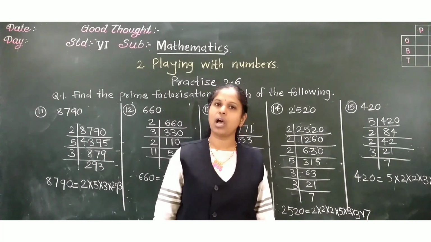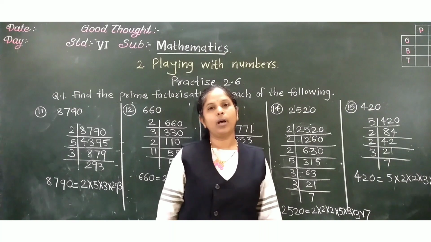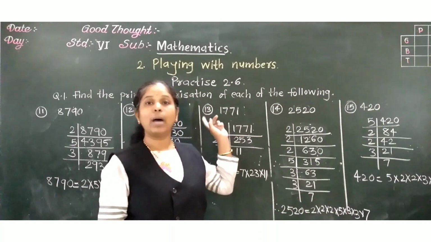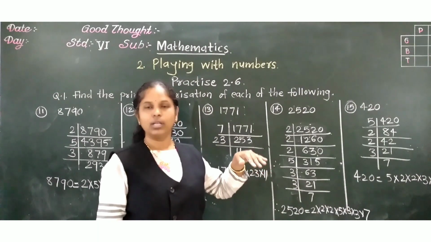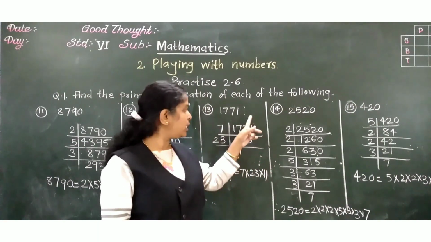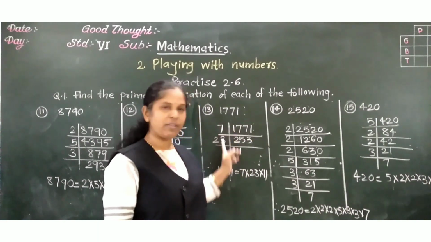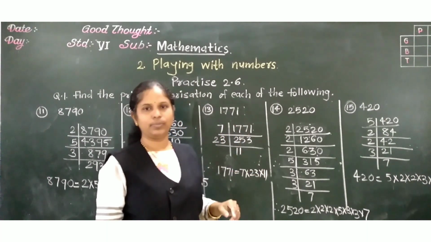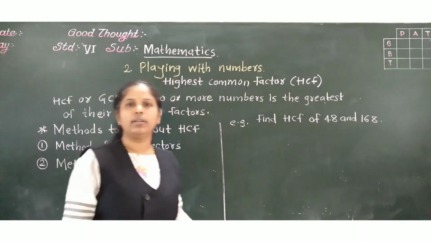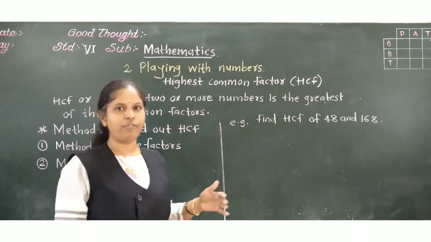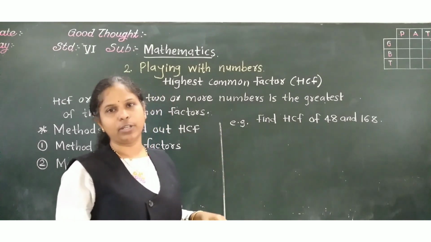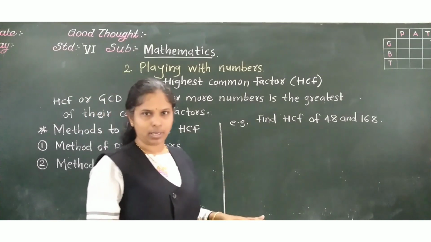So students, this is how to find the prime factors of a given whole number by the prime factorization method. Did you understand? This method of finding the prime factors is called the prime factorization method. Okay? Now, we just learned the prime factorization method, correct?